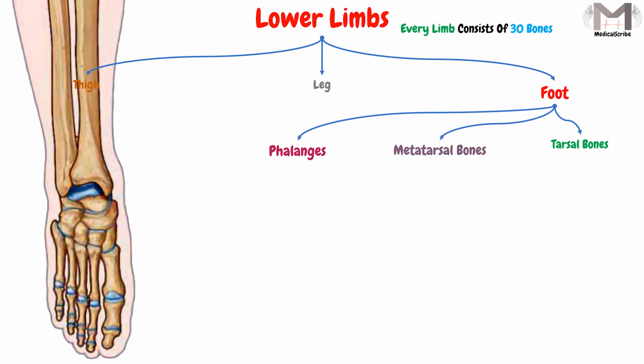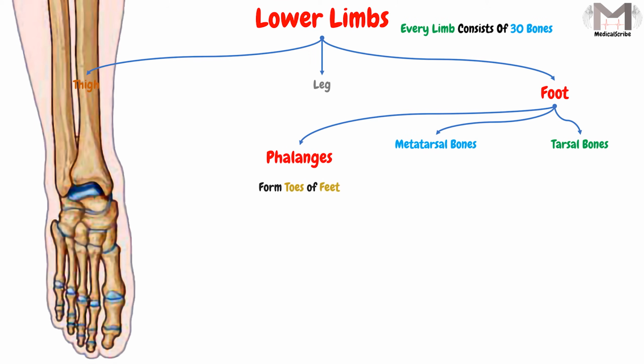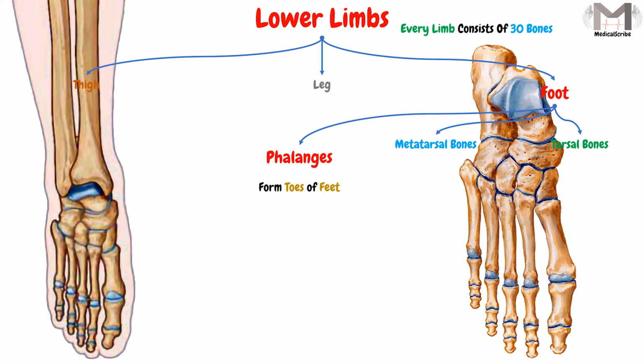While the last group is the phalanges, which form the toes of the feet. Those phalanges are 14 bones because, like the upper limb, for every toe, we have 3 phalanges, except the big toe, which will have only 2. So this is regarding the bones of the third region in the lower limb.